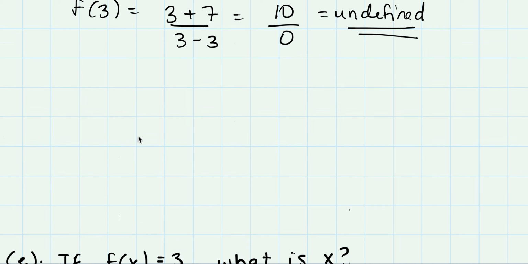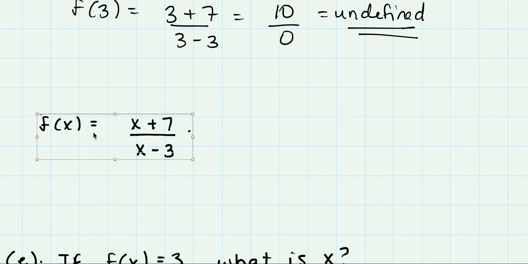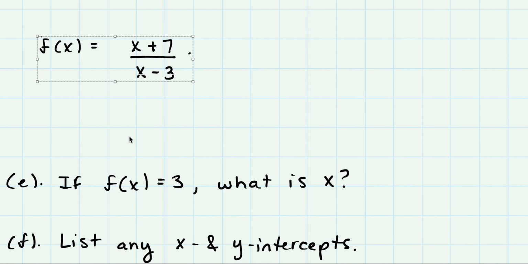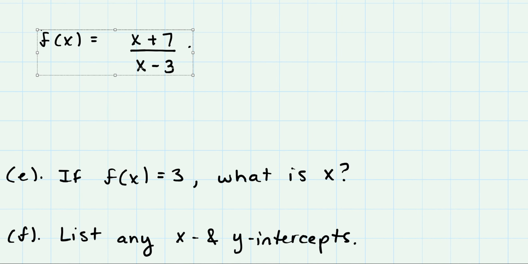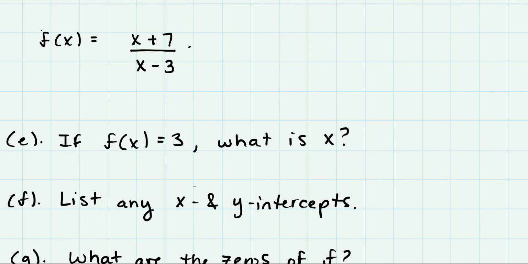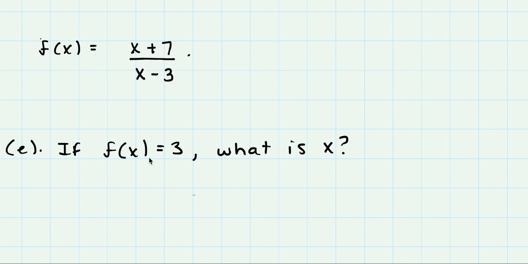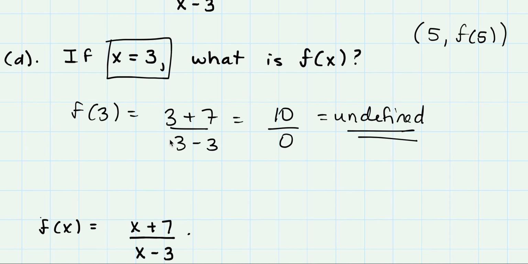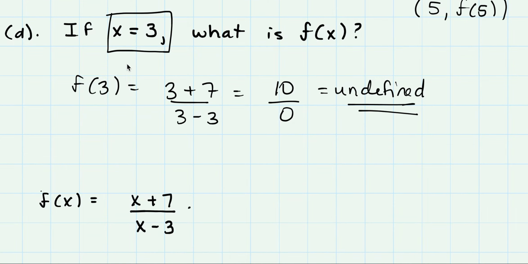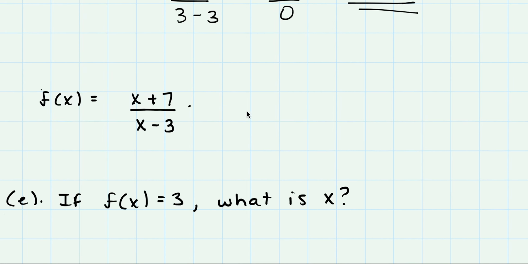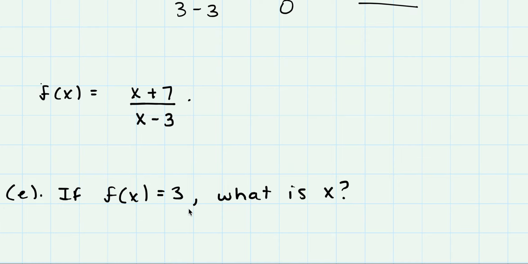Okay, let's look at another one. Here's the function again. Put some space here. If f of x is... didn't we just do this one? Oh, no, what's the difference between these two? Here I have, if x is 3, what is f of x? This one says, if f of x is 3, what is x? Do you see the difference here?